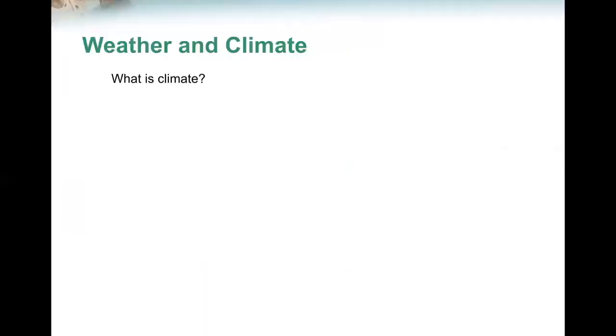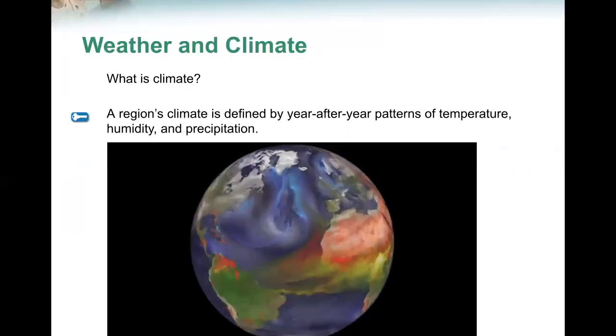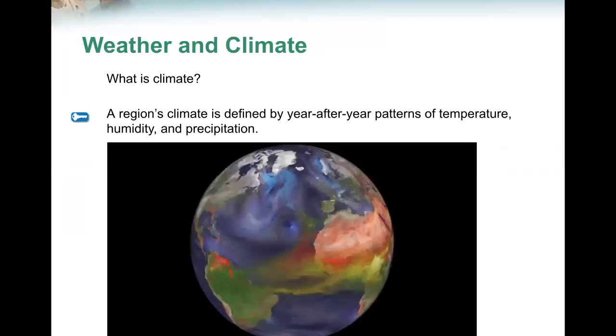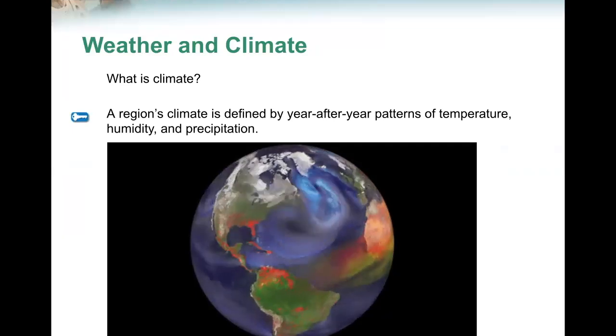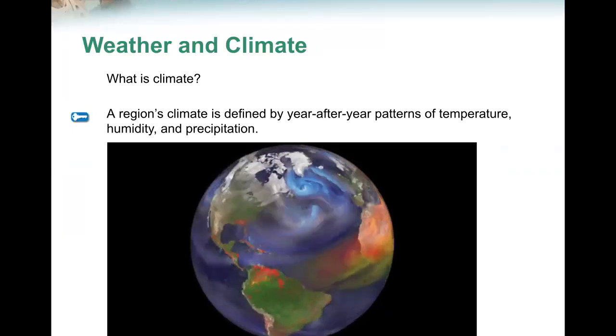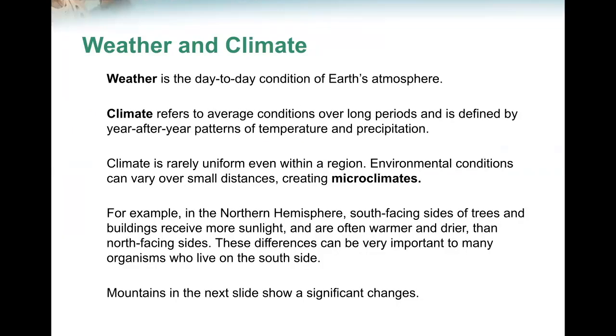Climate. What is climate? A region's climate is defined by year after year patterns of temperature, humidity, and precipitation. Weather is the day-to-day condition of Earth's atmosphere. Climate refers to average conditions over long periods and is defined by year after year patterns of temperature and precipitation.